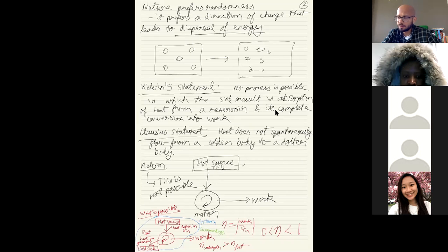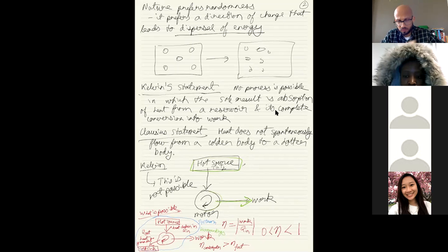Clausius statement says heat does not spontaneously flow from a colder to a hotter body. So Kelvin's statement can be written diagrammatically in this form. We have a hot source at T equal to T2. You have a motor, and this motor is so efficient that it takes the heat from the hot source and changes it into work 100%. This is not going to happen.